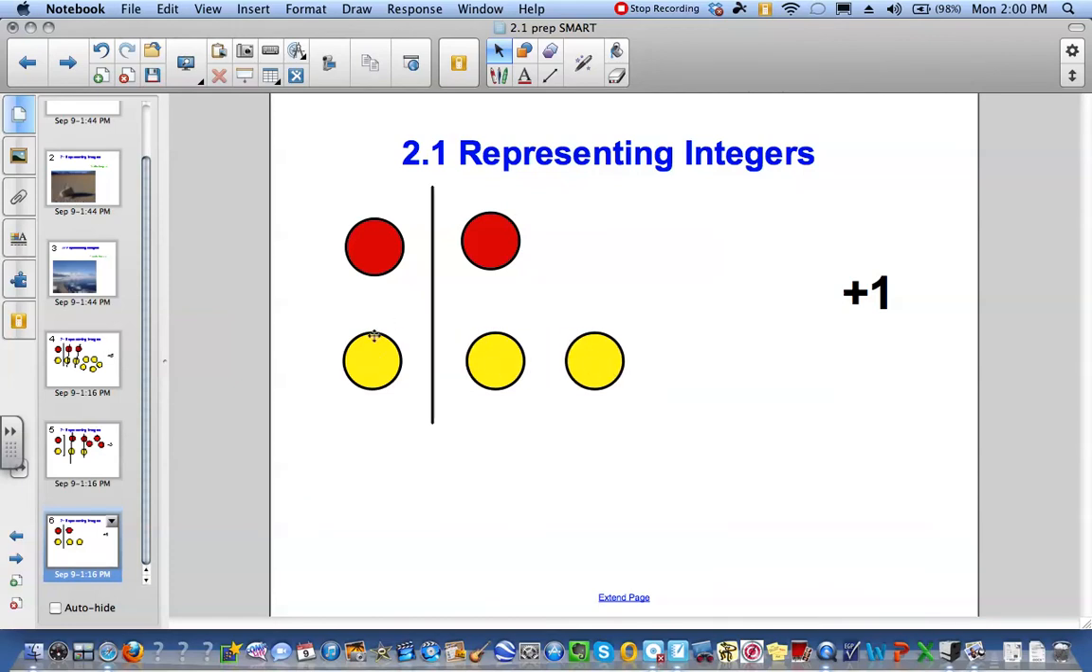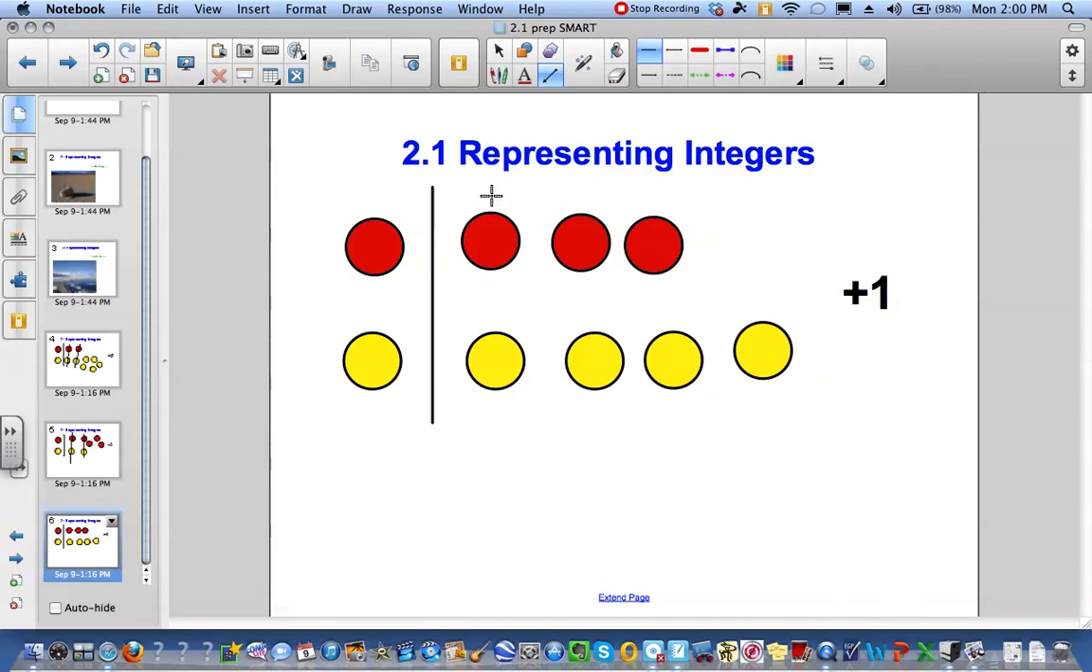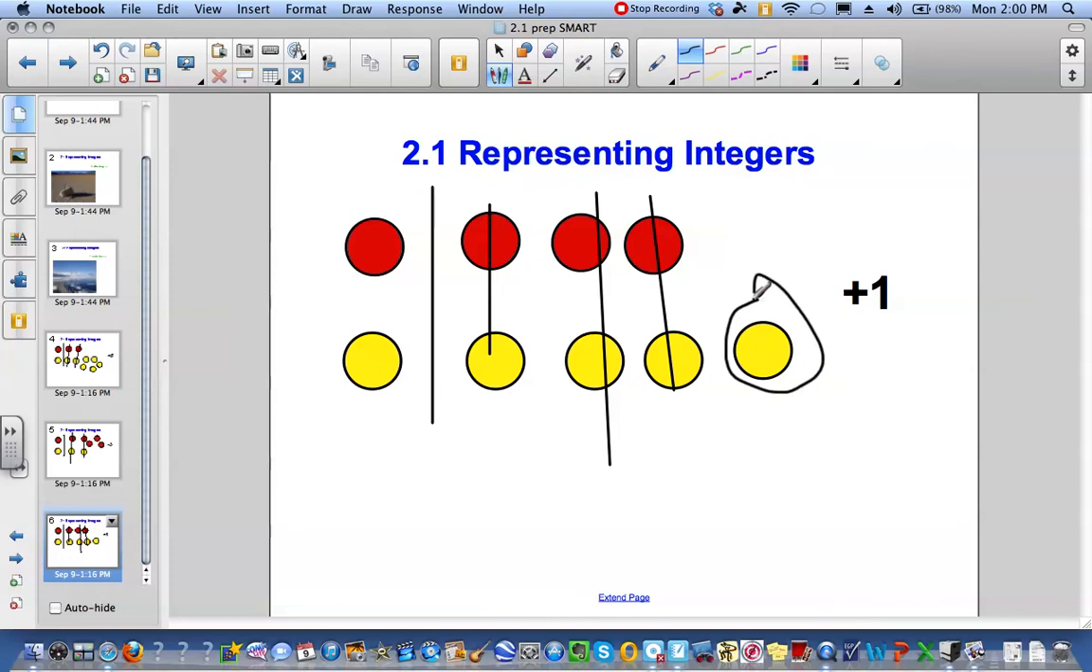So I have to bring over another tile. And for every negative I bring over, I need to bring over another positive to make sure that I've made positive 1. So again, for every negative, I cancel a positive. 1, 2, 3. I am only left with the 1 positive there, positive 1. 4 positives plus 3 negatives still equal positive 1.